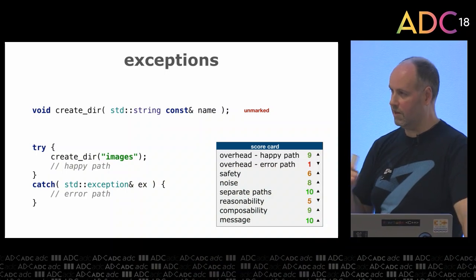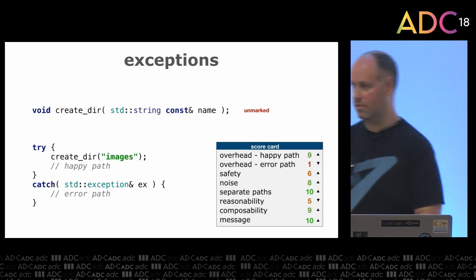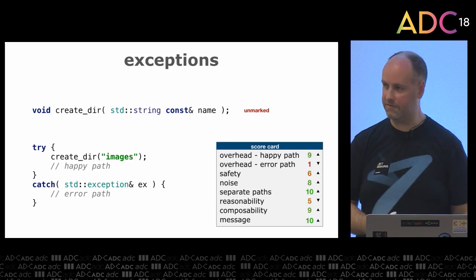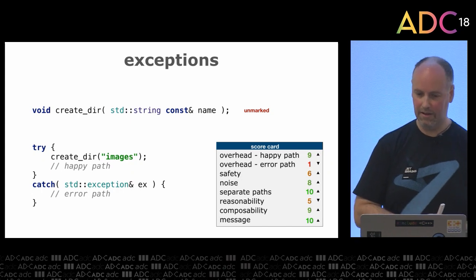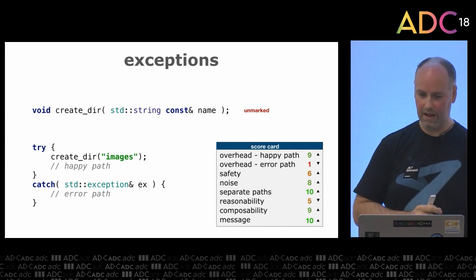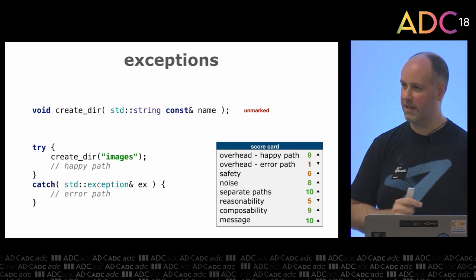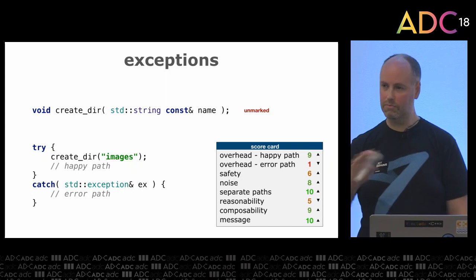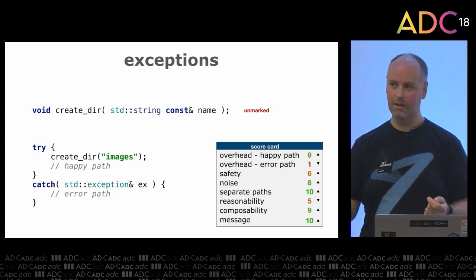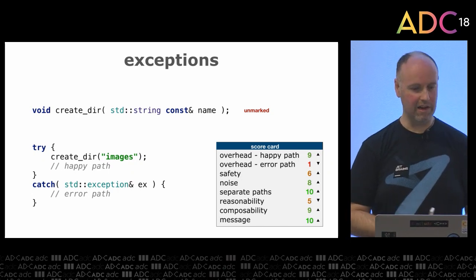That's all done for you. Noise is pretty good, pretty low noise, so high score there, because really the extra keywords in there are just for the purpose of handling the errors, but it keeps the error handling separate from the happy path, so we've got separate paths in there. It's reasonably good, easy to reason about, but because of that unmarked propagation, I can only give it a 5. Composability, though, is great. Not blocking the error path, plus the error handling itself is composable, because exceptions can propagate up the stack. You can put try-catches anywhere you want. It's all handled really nicely.